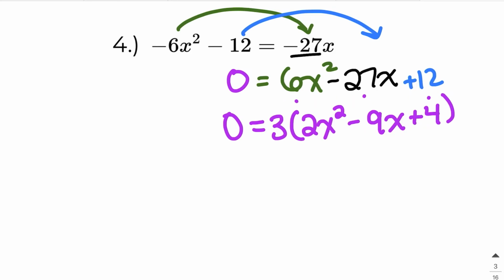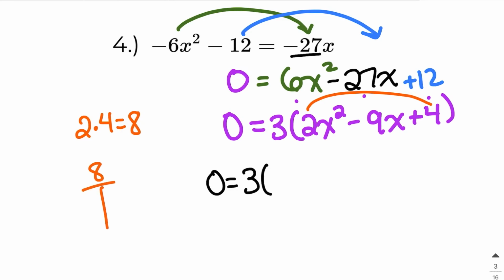Now I'm going to use decomposition this time for those of you that prefer decomposition. So I'm going to copy the 3 down. Now, just a reminder, to do decomposition, I have to multiply the A value by the C value. So I'm going to multiply 2 times 4 and I get 8. Then I'm going to make a chart for 8. So I can either do 1 times 8 or 2 times 4. They need to add up to give me negative 9x.